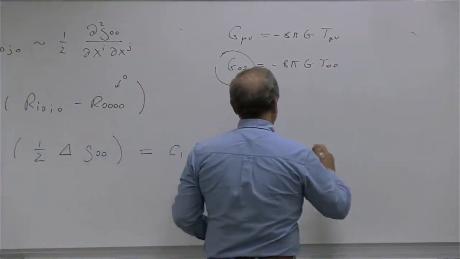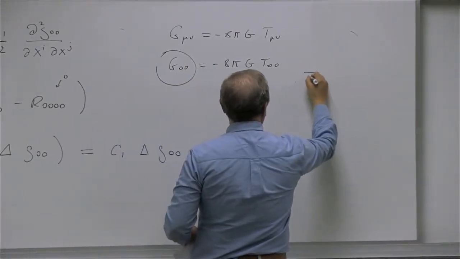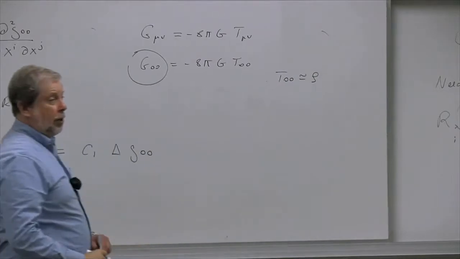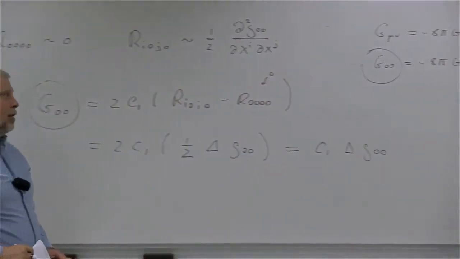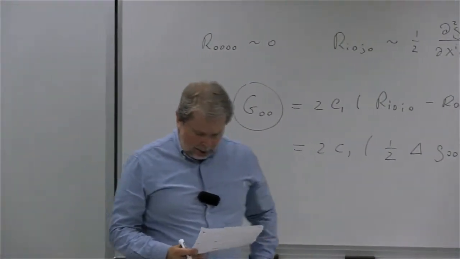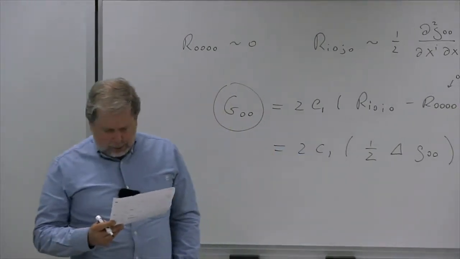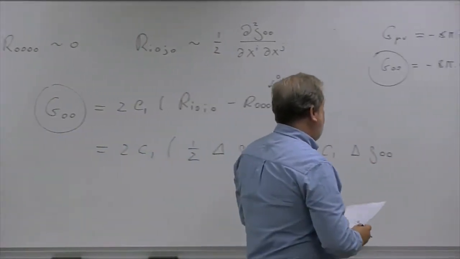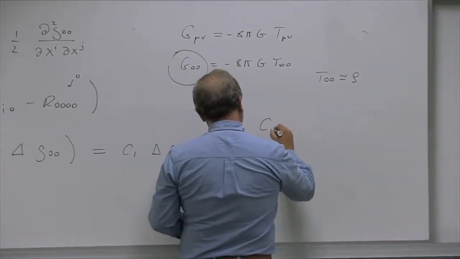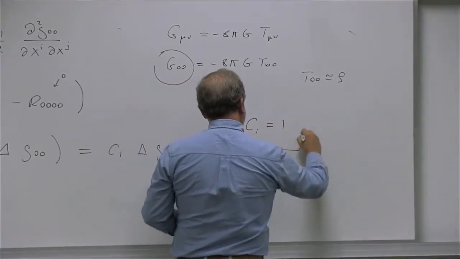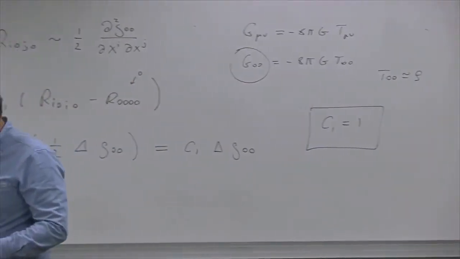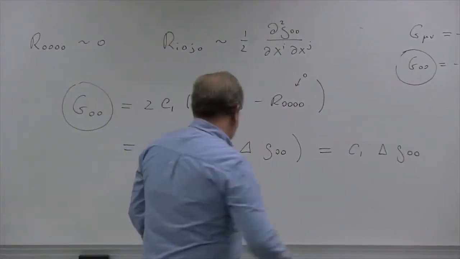And we also know that the T naught naught, for a non-relativistic system that we discussed, where the velocities are negligible, is just rho. And so that finally gives us that c1 is equal to 1. Right? And so we're done.